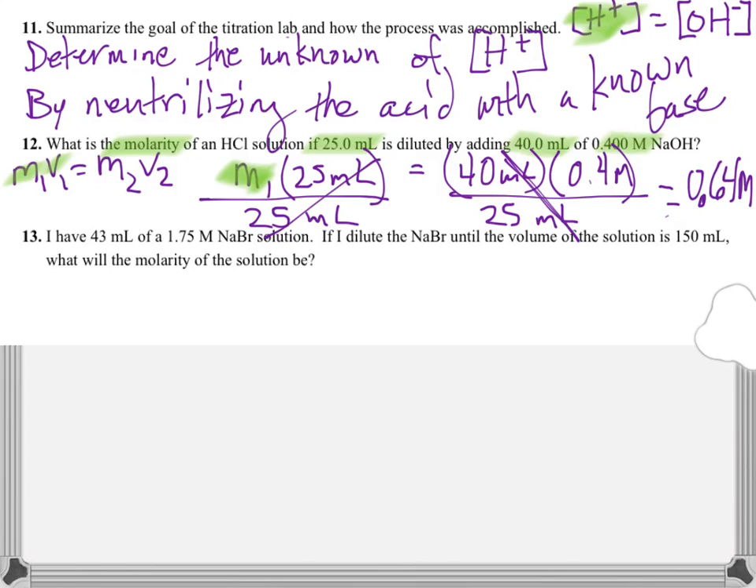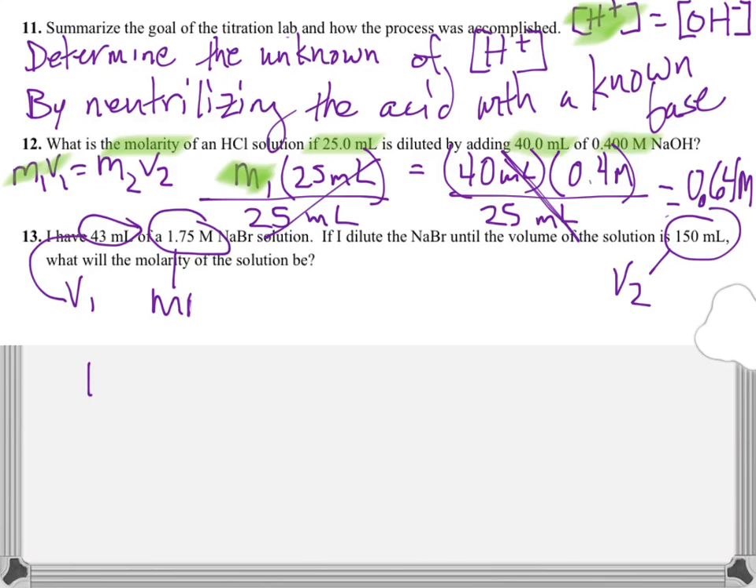Now let's do that again. This time it says I have 43 milliliters of a 1.75 molar sodium bromide solution. If I dilute that until the volume of the solution is 150 milliliters, what will the molarity be? So notice again, 43 milliliters, that's going to be our V1. 1.75 molar is going to be our M1. They're the initial molarity and the initial volume, so M1 and V1, and then if I dilute the NaBr until the volume is 150 milliliters, that's my V2. What will the molarity be? So we're solving for M2 in this case. Our M1 is going to be 1.75 molar.